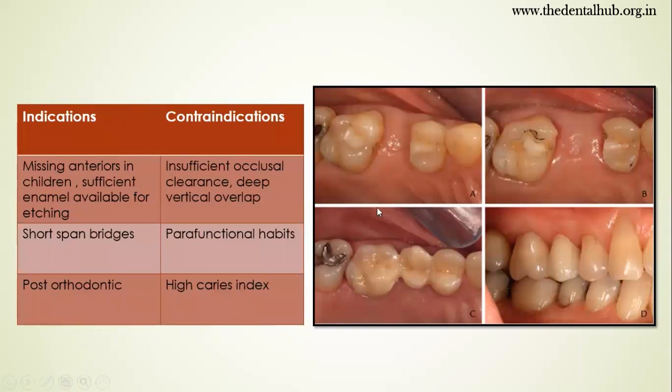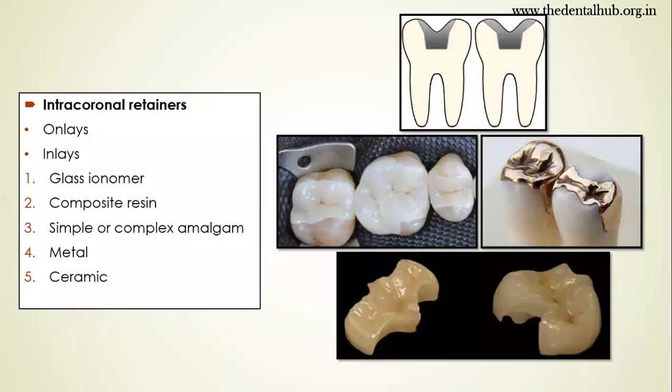So the image here, basically a wing preparation was done on both these teeth and monolithic zirconia crown was given. Resin bonded crown was given. Now we are done with extracoronal retainers. We are done with all the materials which are used.